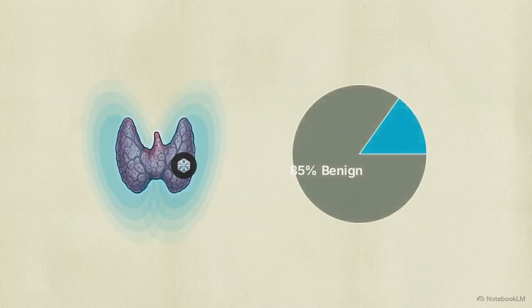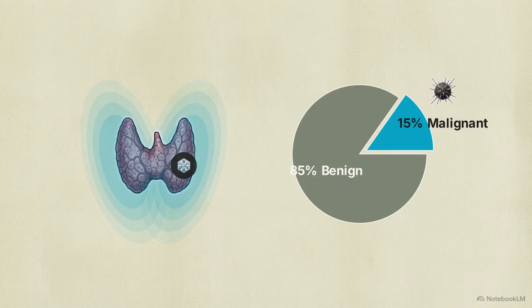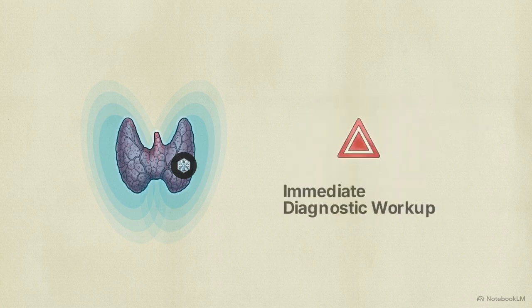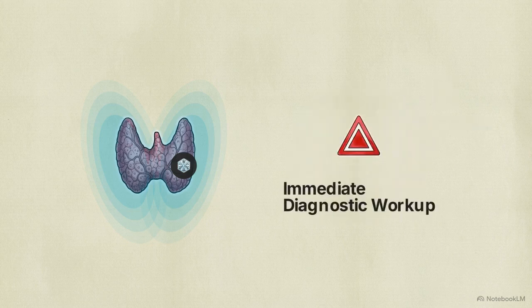A cold nodule exhibits the inverse behavior. It absorbs no tracer and appears as a dark, inactive void within a functioning background gland. While the majority of cold nodules are still benign, roughly 15% are malignant. This specific physiological failure mandates an immediate diagnostic workup.